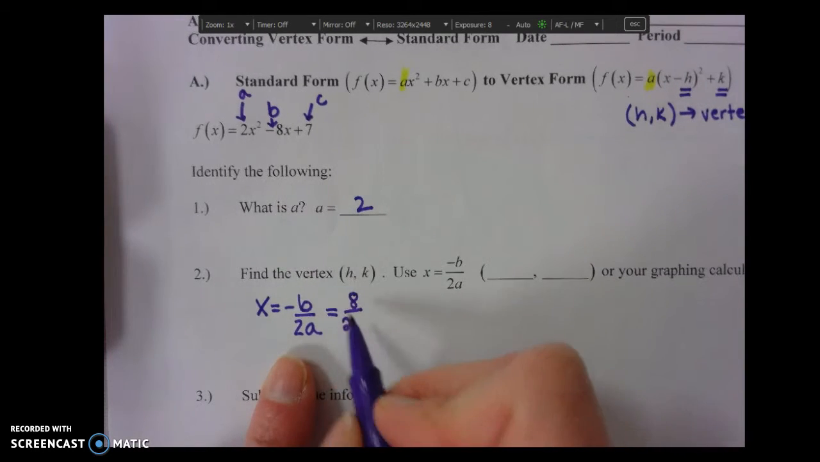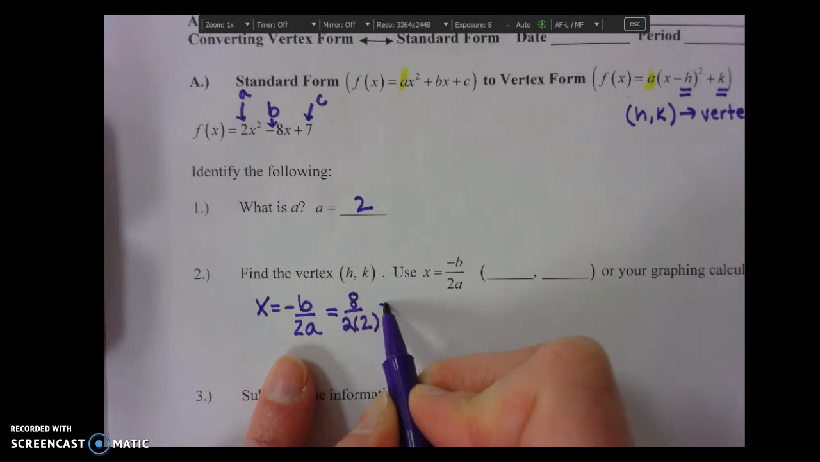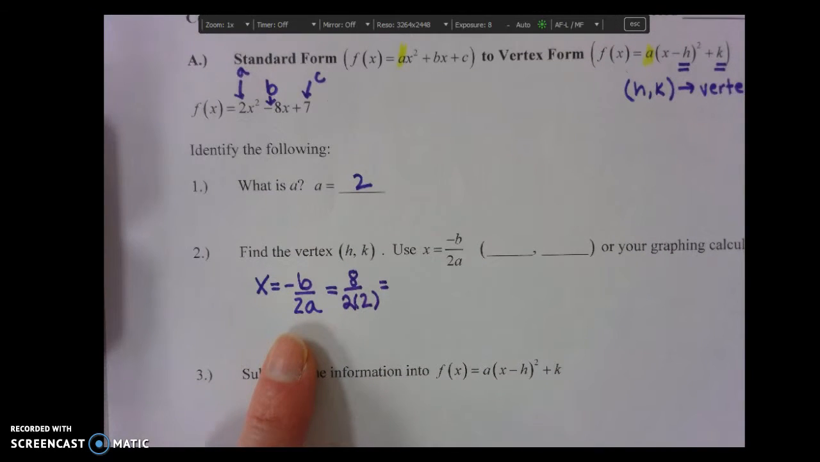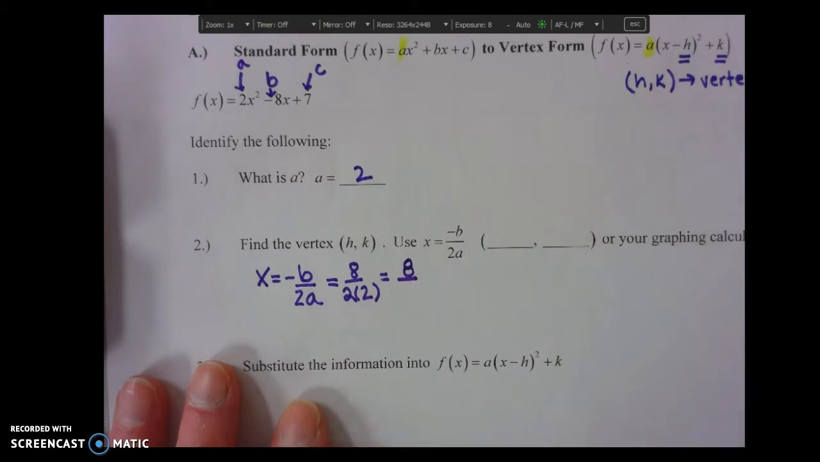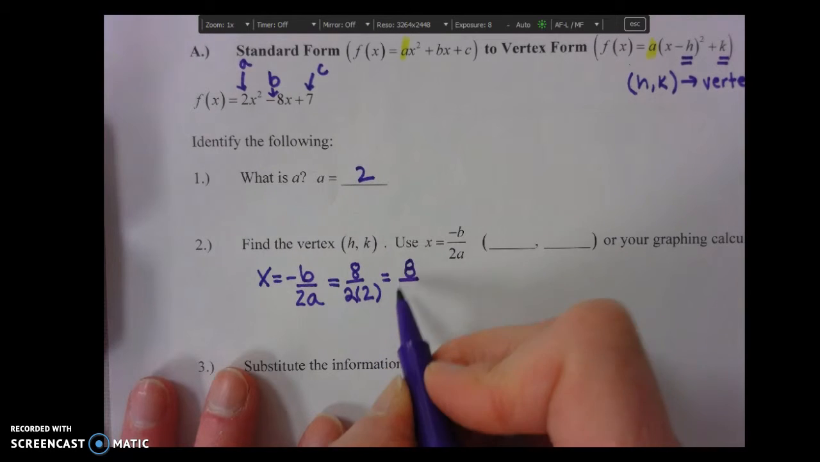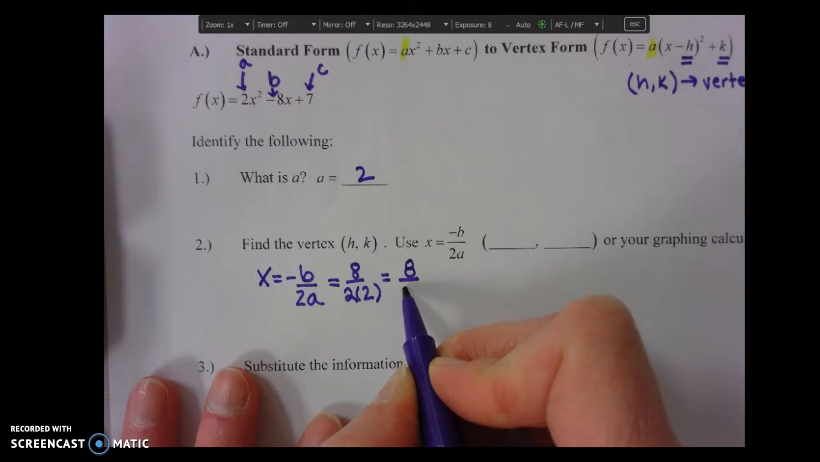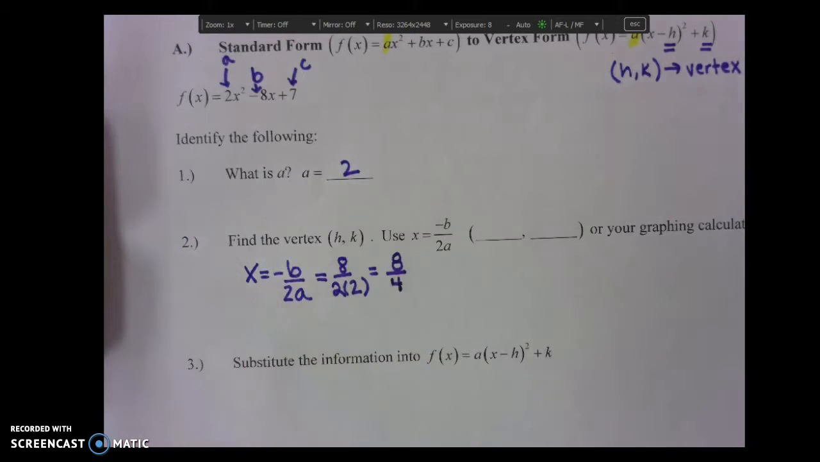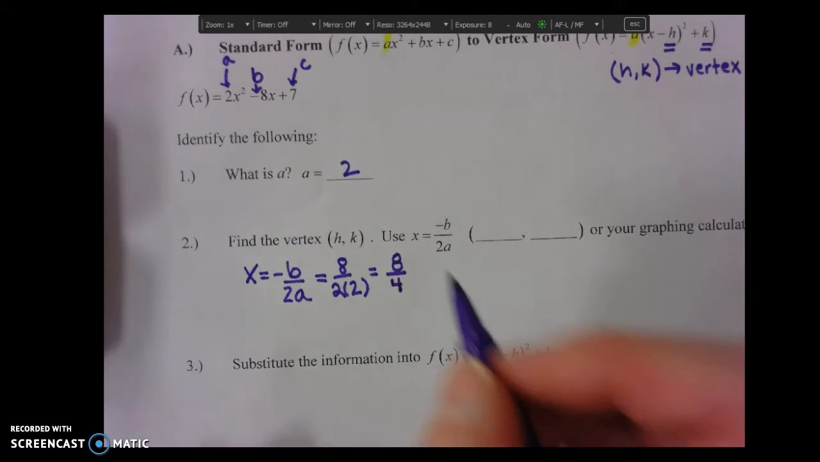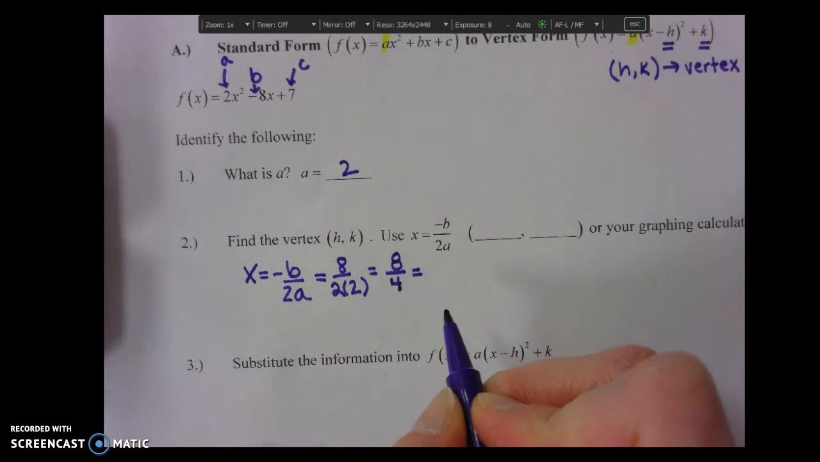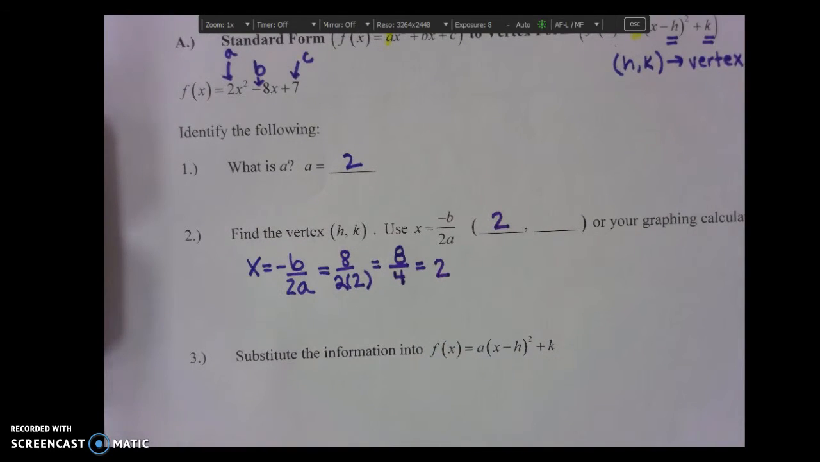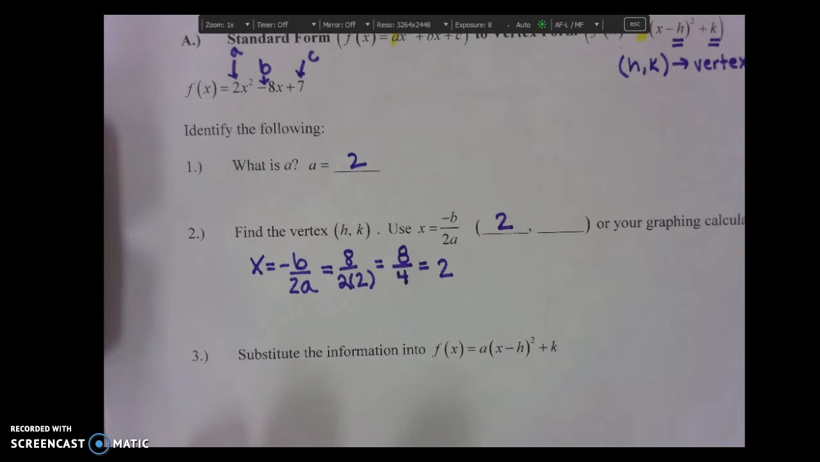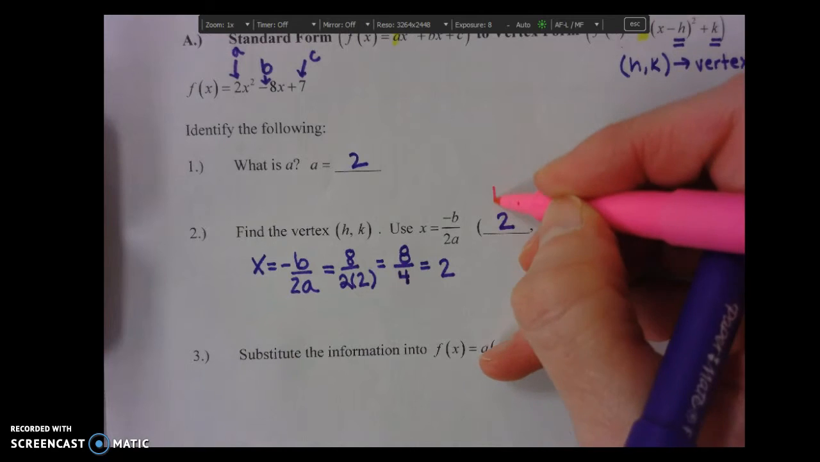We already identified a as 2. And now we're just following some simple order of operations. Since this is a fraction, we're going to make sure we multiply 2 and 2 together first before we start dividing. That's going to get me 4. And 8 divided by 4 is 2. So there's the x value of our vertex. But we know in vertex form, this also represents the letter H.